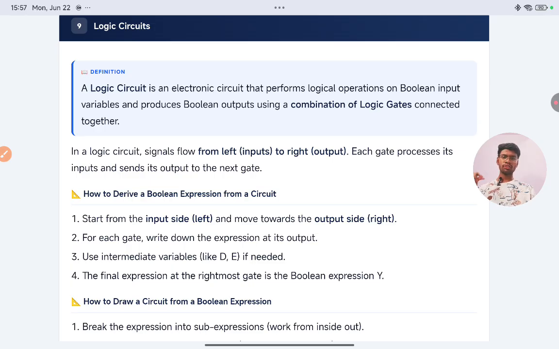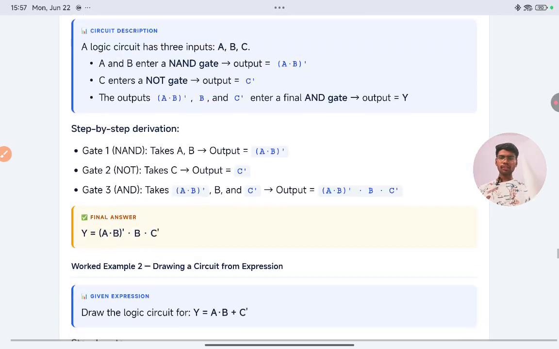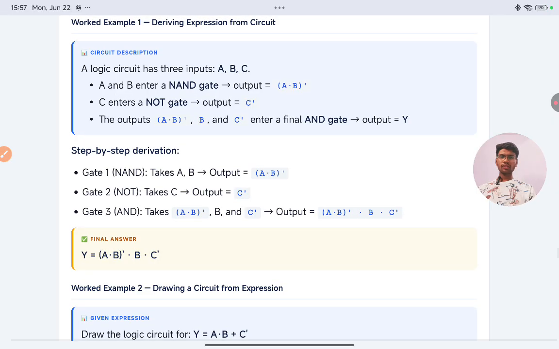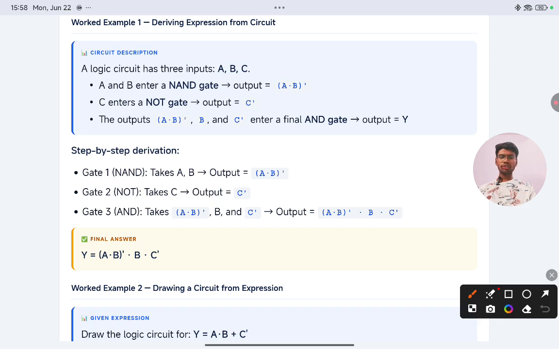Each gate processes its own input and sends the output to the next gate. Like that we evaluate it. So, let's set a logical expression. In this example, we have three gates. We have three inputs. Let's say A, B, and C in example number 1.